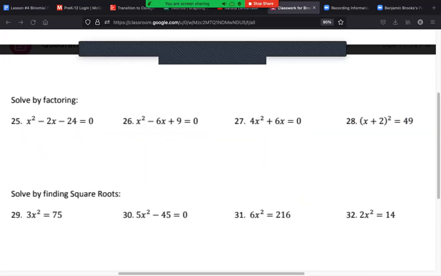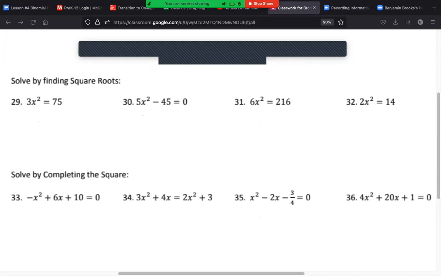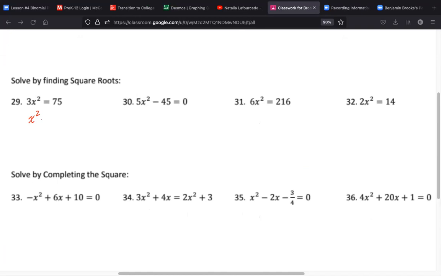The next section is even easier. Divide both sides by 3 for this one. You end up with x squared is equal to 25. You take the square root of both sides, you get x is equal to plus or minus 5. Boom.